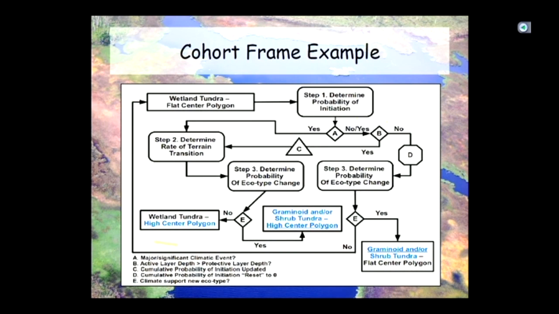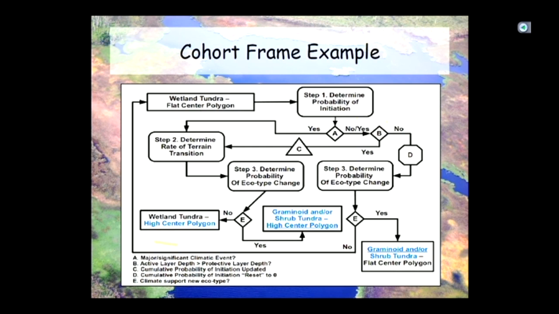And so no matter which system, the boreal forest or the Arctic tundra, at each time step, each cohort goes through a decision tree where we ask different questions, and the landscape can evolve or not evolve based upon the answers to these questions. In this example, we ask questions such as, is there a major climatic event which may cause overflow and drainage of a lake? If yes, then we go one way. If not, then we go another way.